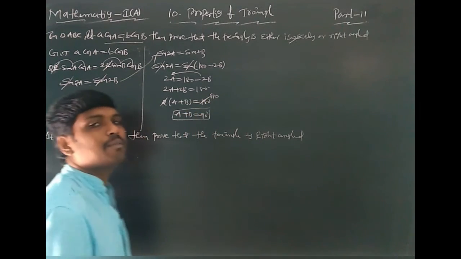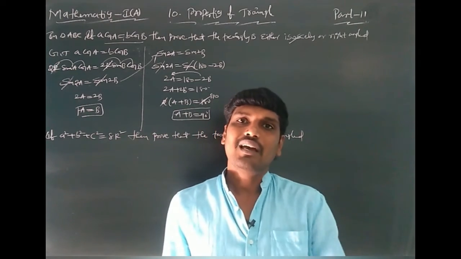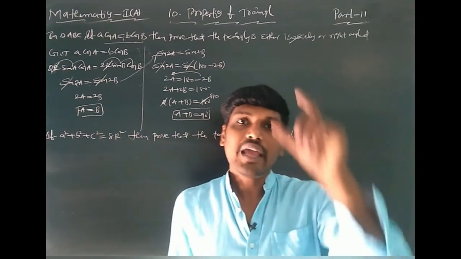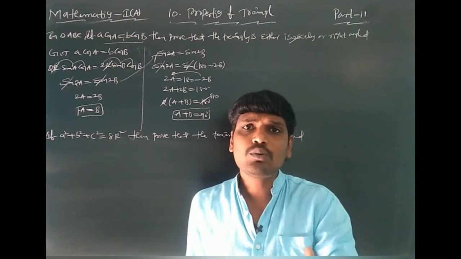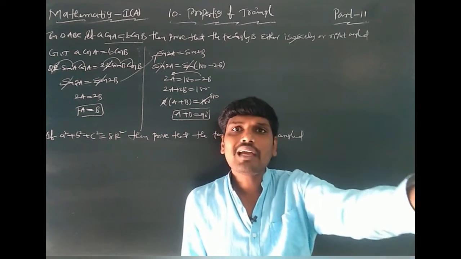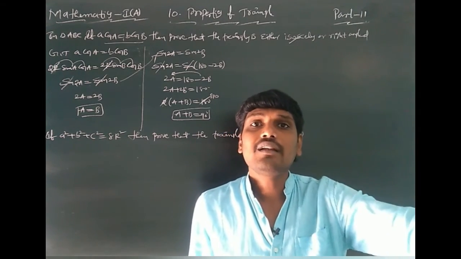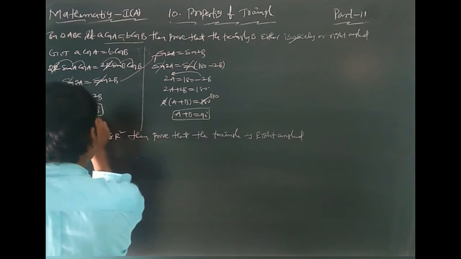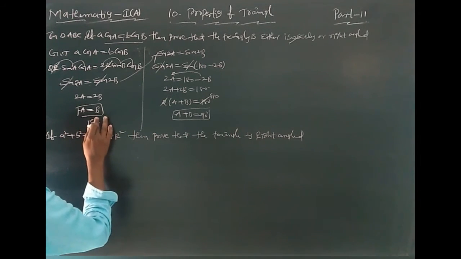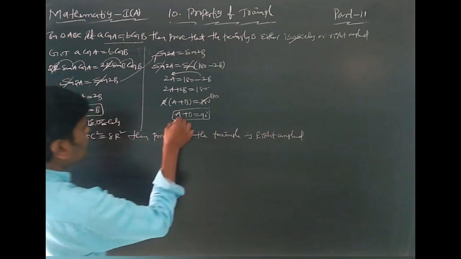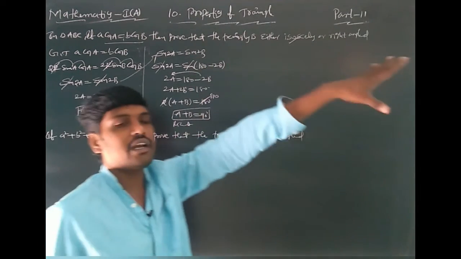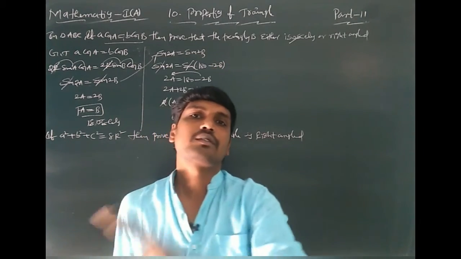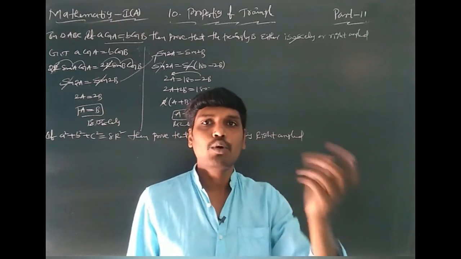What is the meaning of A plus B equal to 90 degrees, students? In any triangle, if the sum of two angles is 90 degrees, then the remaining one angle is what? 90 degrees. That triangle is called a right angle triangle. That's why triangle ABC, here which triangle? Isosceles triangle, or right angle triangle. You can write triangle ABC is either isosceles or right angle triangle. Both are correct.